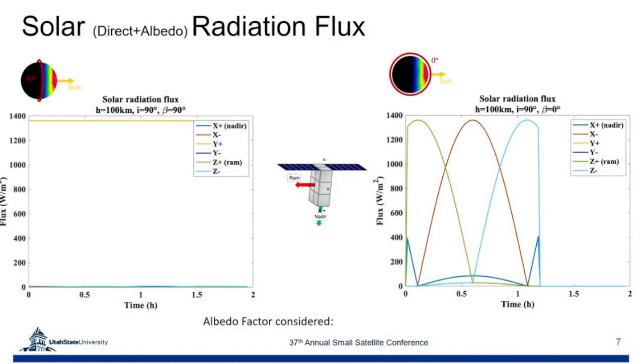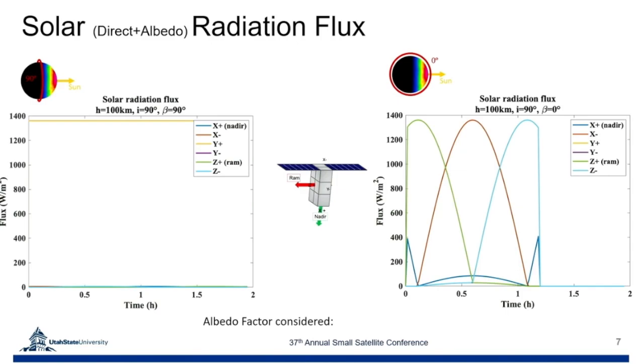We can also analyze solar. Solar means direct solar flux and also reflected by the surface. Fortunately, the moon has a very low albedo. Here we are using 0.07. On Earth, we usually use 0.3.